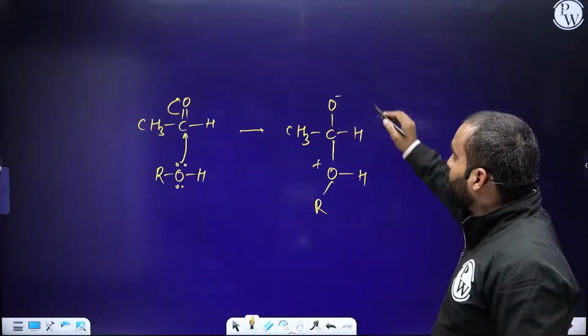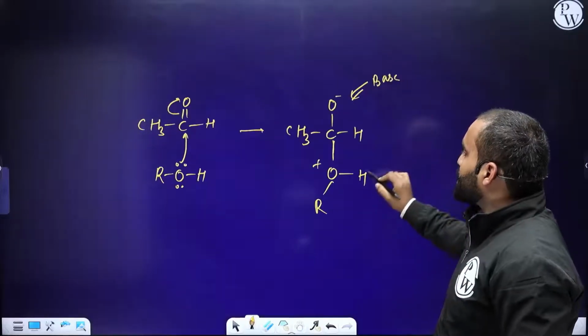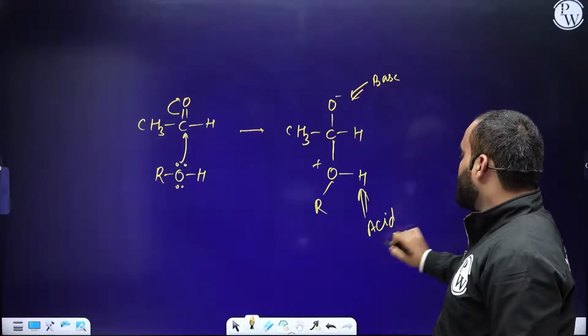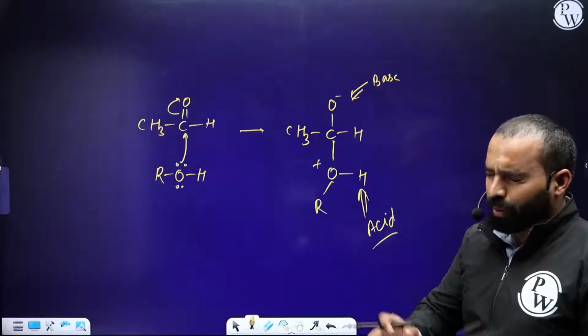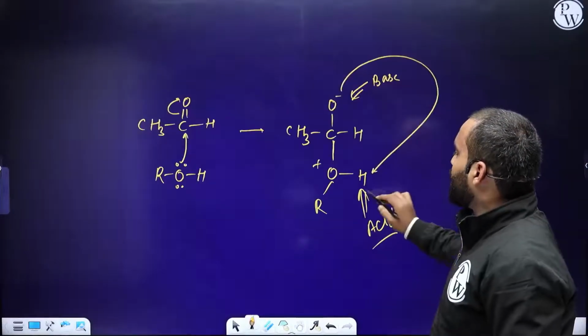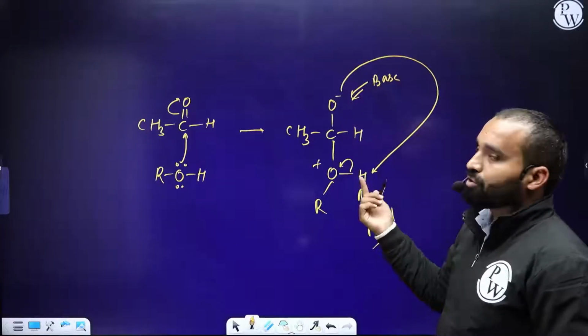That reaction is going to occur. This is a basic site. Oxygen minus is a basic site. That's a base. And this is an acidic site. This is an acid. Intramolecular acid base reactions are so quick, so fast that immediately this oxygen minus is going to take up this hydrogen, making this oxygen positive also neutral, and oxygen minus also neutral.